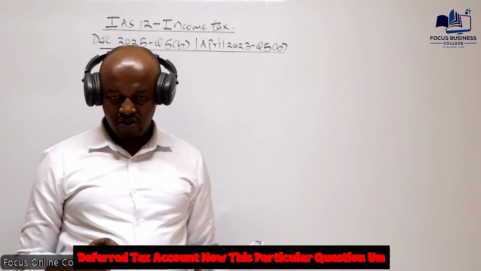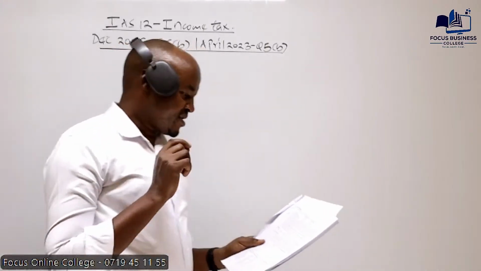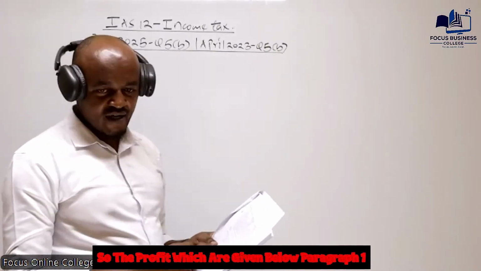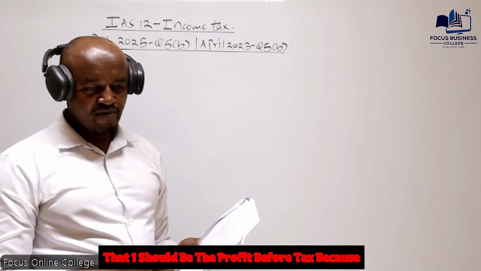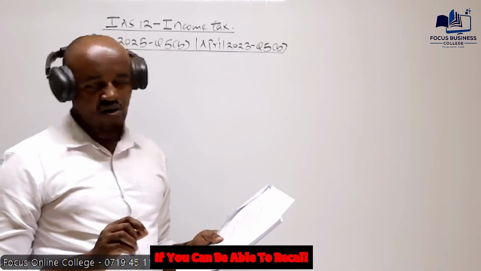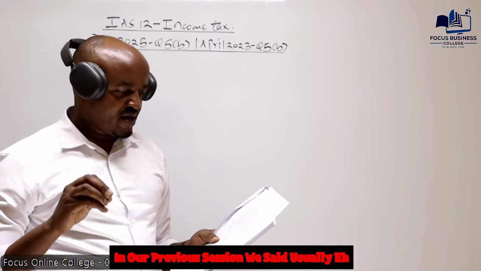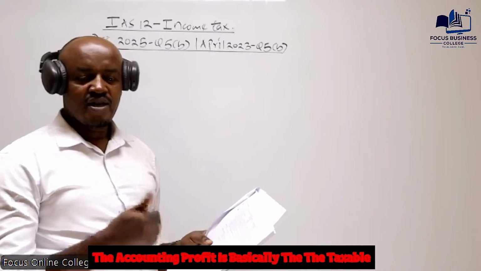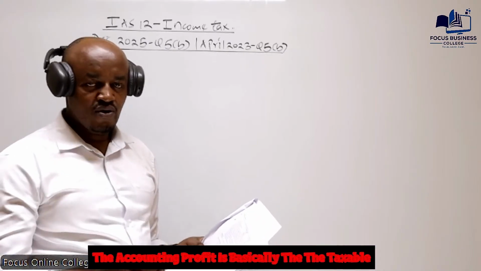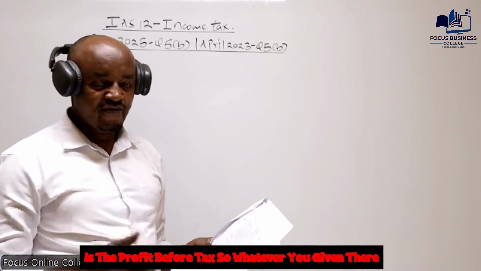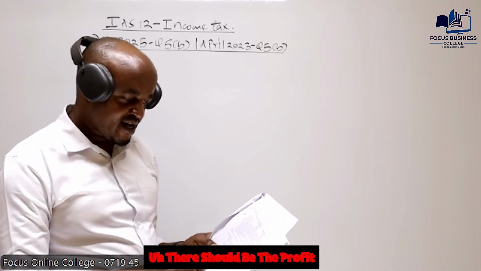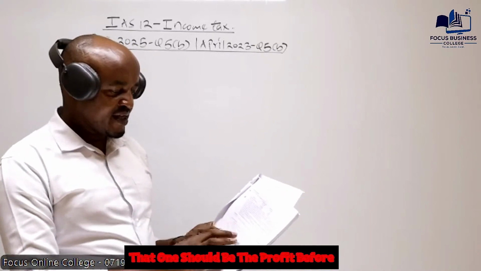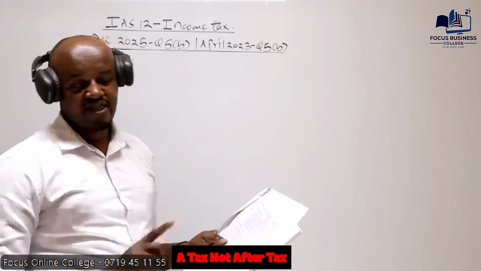Now, in this particular question there is a typing error. The profit given below paragraph 1 should be the profit before tax, because if you can recall in our previous session, we said that for you to compute the taxable profit, you must be given the accounting profit. The accounting profit is the profit before tax. So whatever you're given there should be the profit before tax. So if you have the physical paper, can you change that? That should be profit before tax, not after tax.